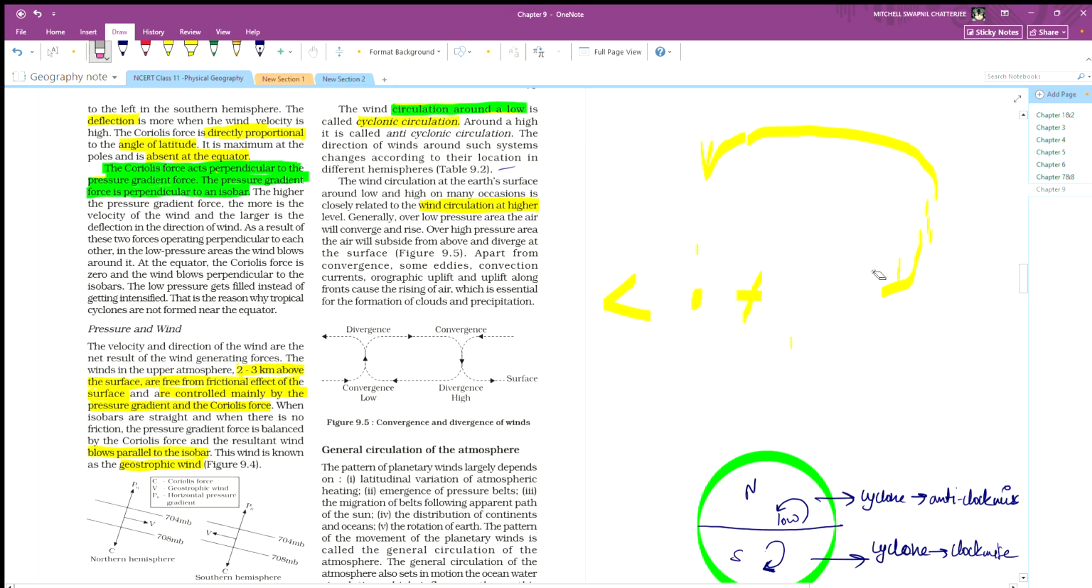Let's read it and I'll explain it once again. Generally, over a low pressure area, air will converge and rise. So generally in a low pressure area, the air will converge.